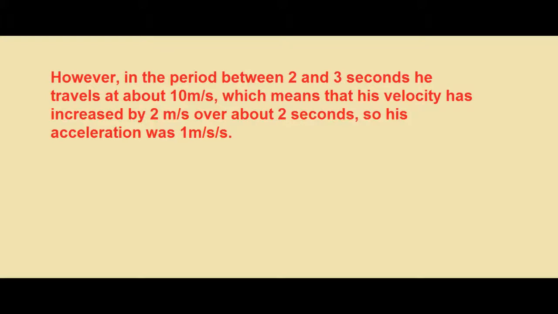So we have just found velocity by finding the gradient of a line in a distance time graph, and we found acceleration by finding the gradient of a line on a velocity time graph, and that's the way to do it.